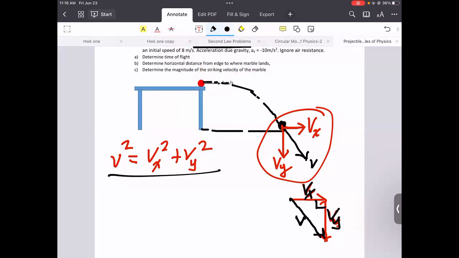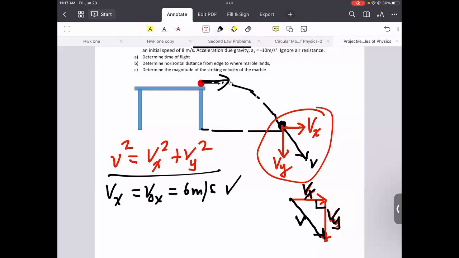So if I ask you, what is Vx? Remember, we initially fired the ball at 6 meters per second. If it's a projectile, then Vx doesn't change. It's 6 meters per second. We know for sure Vx doesn't change. It's the same as the initial velocity in the x direction, 6 meters per second. That's good. What about Vy?